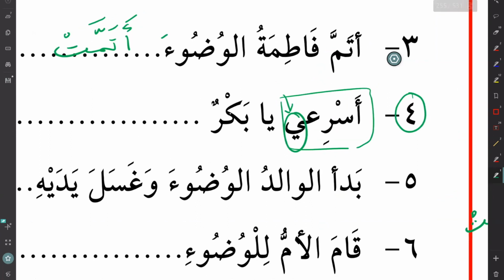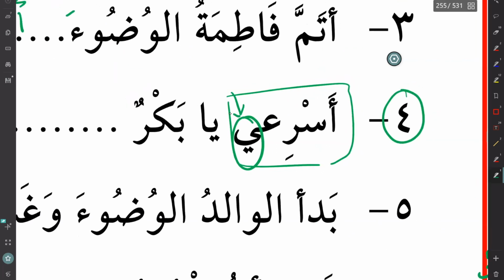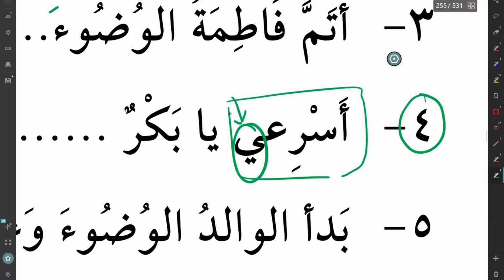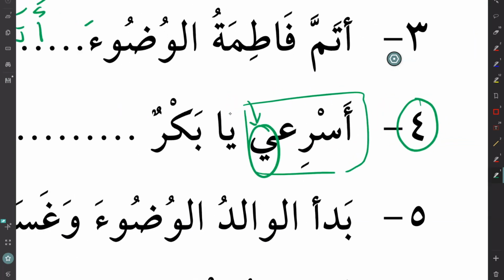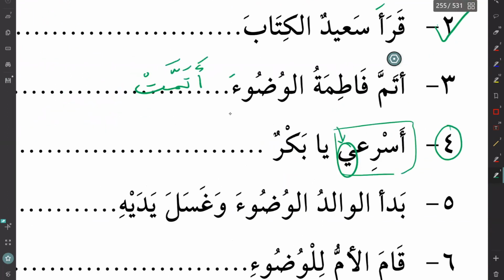So first I'm explaining what this ya is doing. Now I'm going to ask you the question. Now you tell me if this is correct or not. So as Brother Karim is pointing out, it is incorrect. Now that you understand how the command verb works, we cannot have ya for the masculine person. So it would be asri', with the sukun.